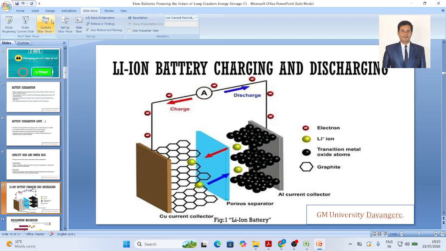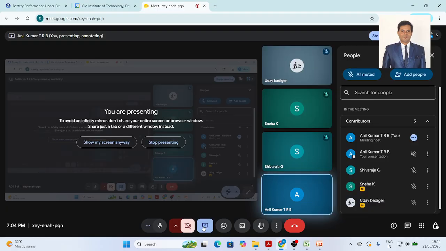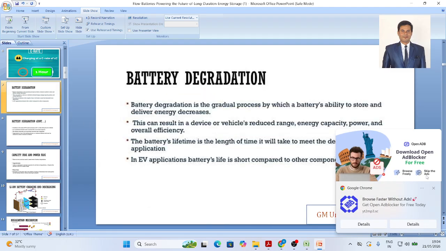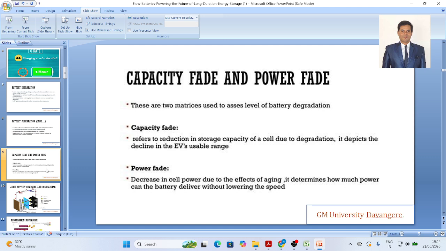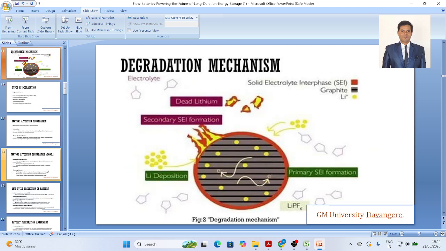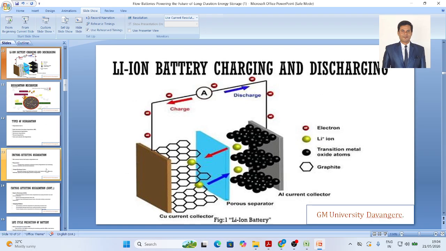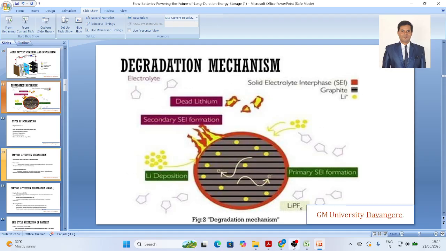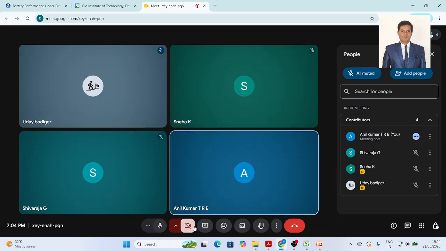Okay, all right, we'll go to the other topic, that is the charging and discharging of lithium ion batteries, right? All right. Let me give you a little more concept so you understand the degradation very clearly. Then later on we'll go to the lithium ions.